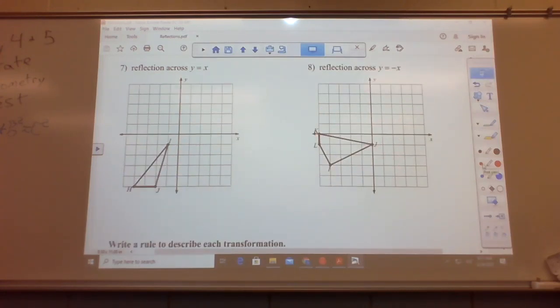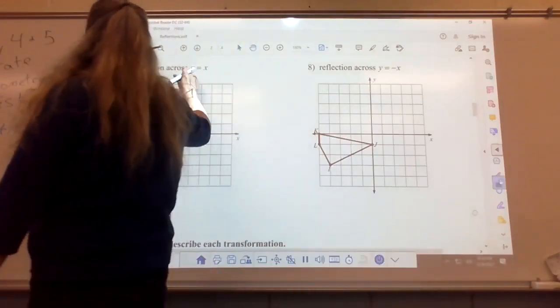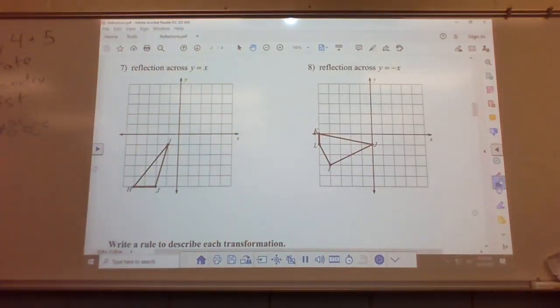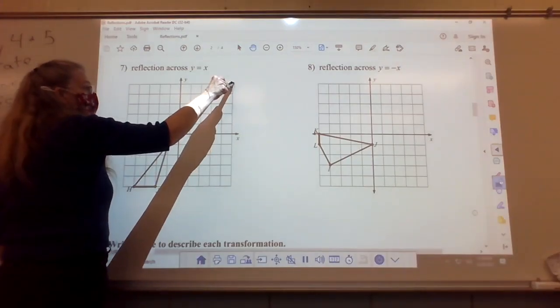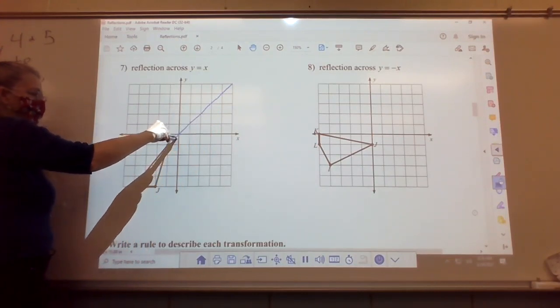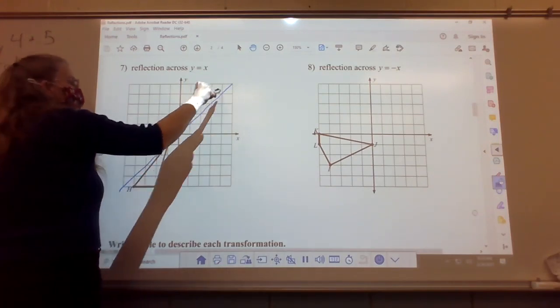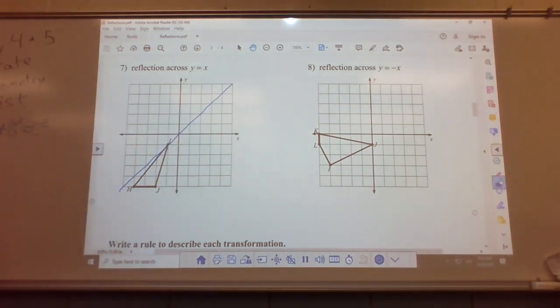7, 8. Now these can get a little bit tricky. It says y equals x. So y equals x means that the y and the x are going to be the exact same number. So if I start up here at 5, 5, and I work my way diagonally down, 4, 4, 3, 3, 2, 2, 0, 0, -1, -1, and all the way diagonally down, everything on that line would have the exact same x and the exact same y. So if it's y equals x, it's a diagonal line that goes that direction.